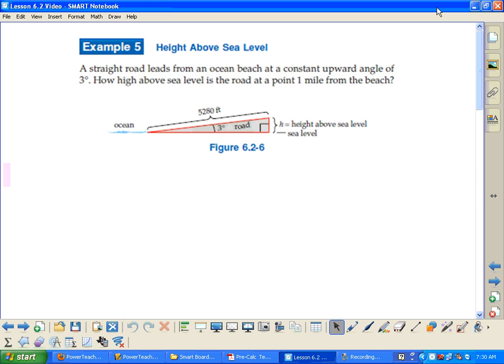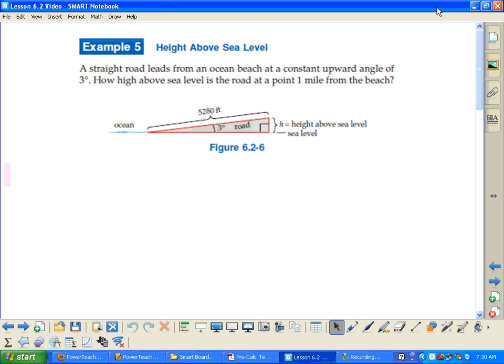Okay, we're going to continue lesson 6.2, applications of trig functions. And we're going to be working with some more problems. We have here example 5, which is height above sea level. So we have a straight road here that leads from an ocean beach at a constant upward angle of 3 degrees. And the question is, how high above sea level is the road at a point 1 mile from the beach? So here they show the figure for you.